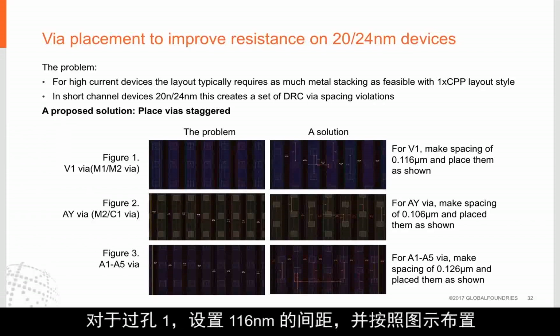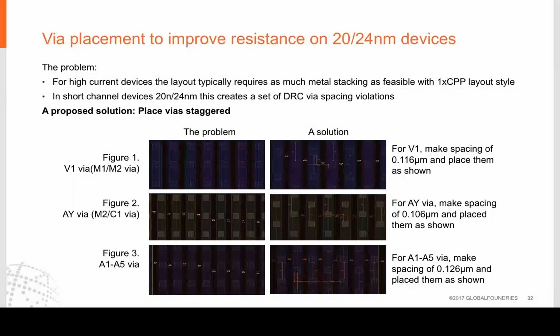So for via 1, making a spacing of 116 nanometers and placing them as shown. Figure 2 is similar for the AY layer, and figure 3 is the A1 through A5 vias.